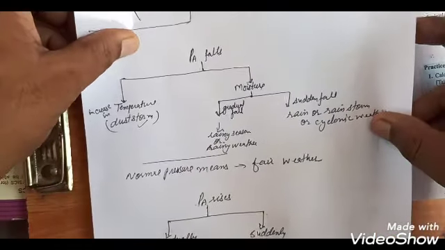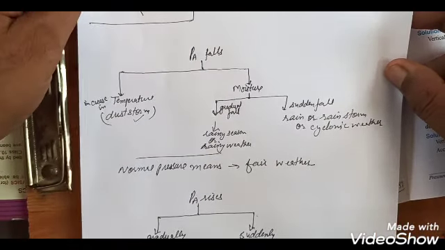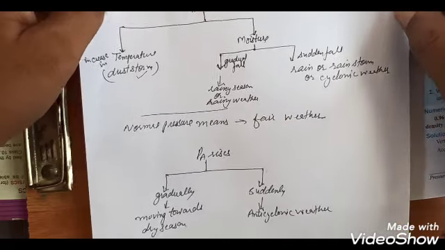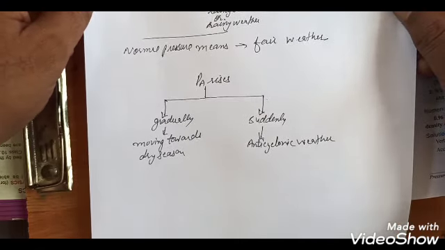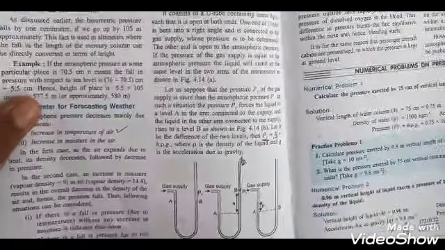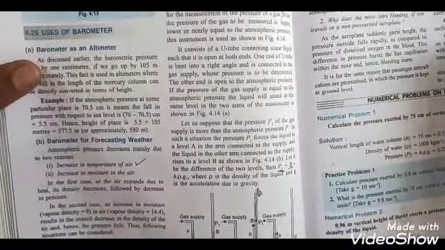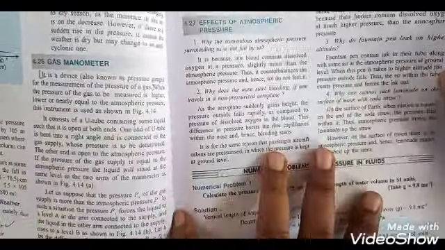Again, I am showing this page, you can take a screenshot, easy for you to understand what the predictions are. And then fair weather, and then pressure rises, then predictions are given here according to what type of change is there. Now, beta, manometer we have already done earlier. Come to effects of atmospheric pressure.